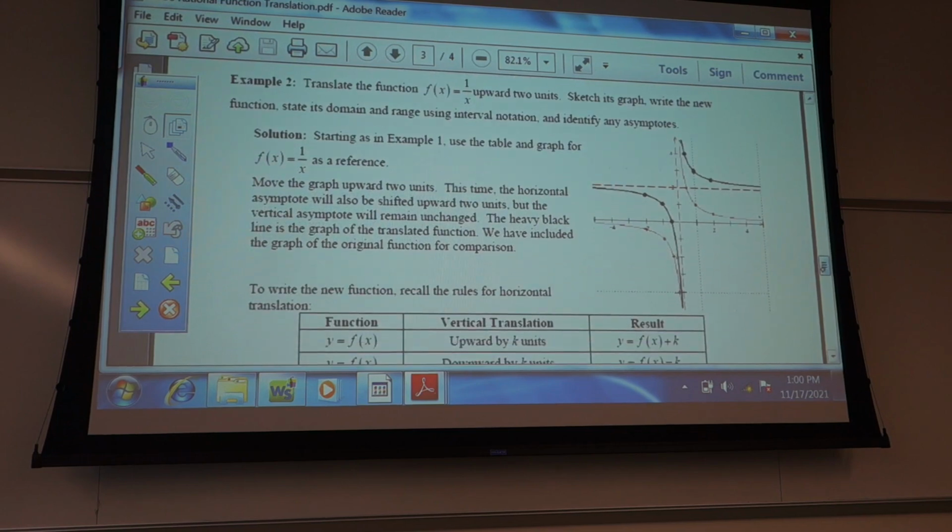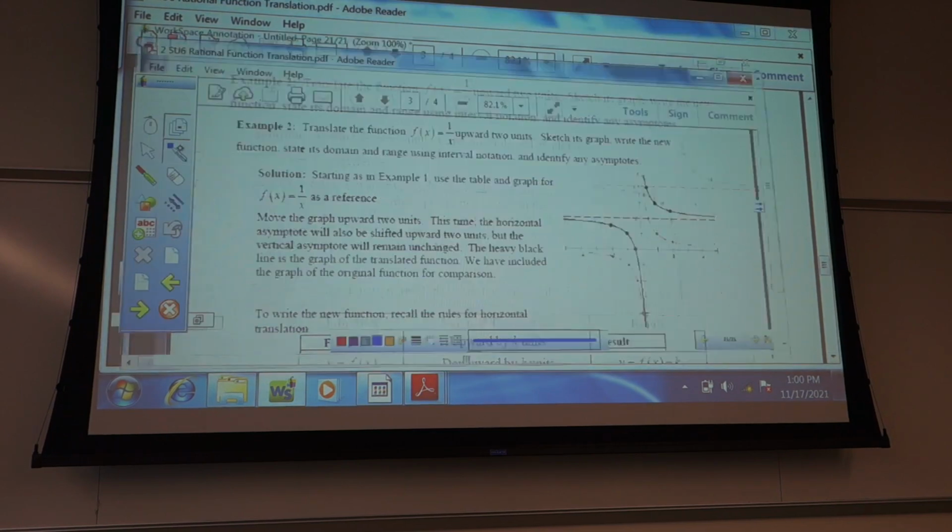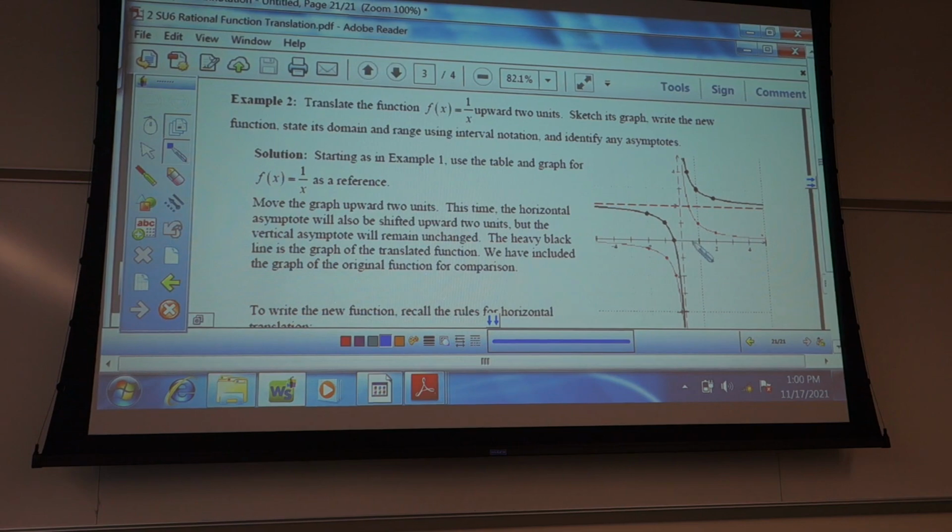All right, here's a second example. Now we're going to translate it. We translated it up 2. So I start off at my 0, 0, my regular spot. I go up 2, that's my new hole, right? And I would draw in my asymptote cross. And then you have your over 1, up 1, draw those out, back 1, down 1, draw those out. Again, that's how that works.